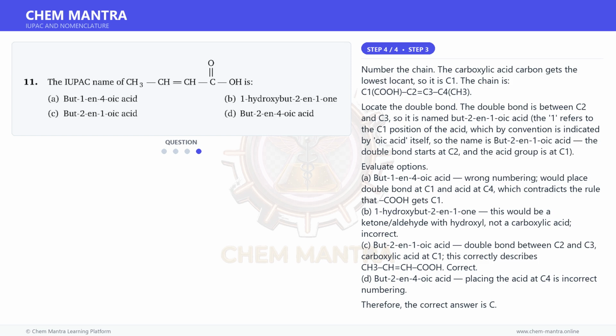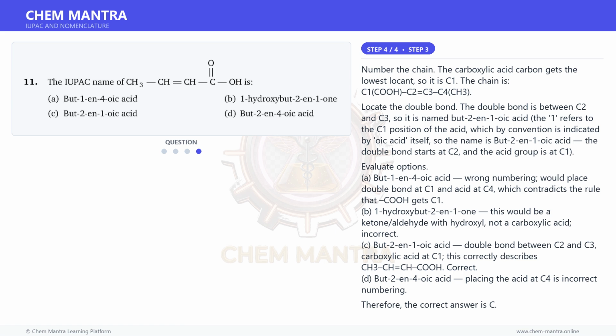The carboxylic acid carbon gets the lowest locant, so it is C1. The chain is C1, CHO, C2=C3, C4, CH3. Locate the double bond. The double bond is between C2 and C3, so it is named but-2-en-1-oic acid.